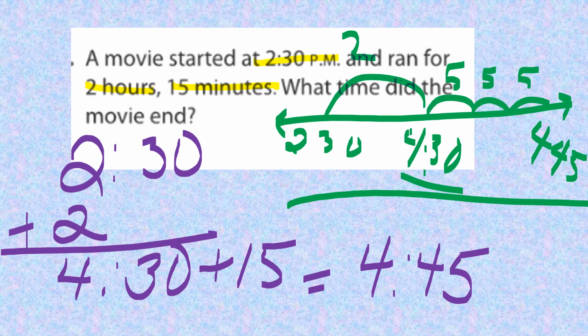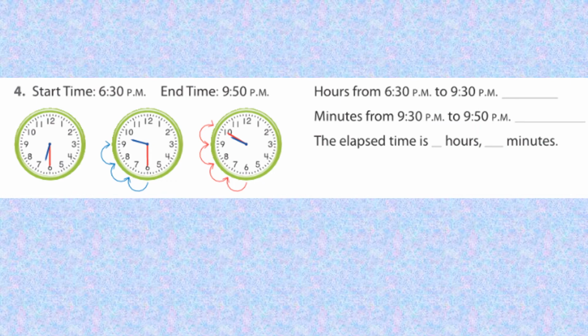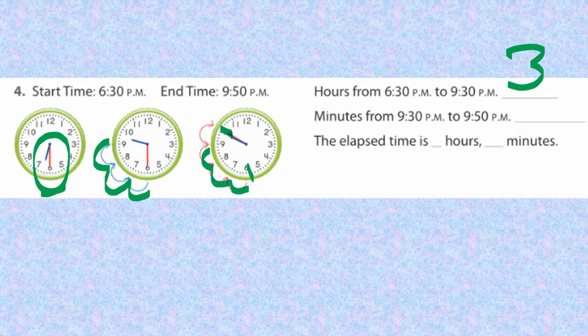Okay, number 4 here, our start time is at 6:30 p.m. and the end time is 9:50 p.m. So the first question asks us hours from 6:30 to 9:30. So I'm going to count my hours. So here's my 6:30 to 9:30. I have 1, 2, 3 hours. Then the minutes from the 30 to the 50, we have 5, 10, 15, 20. So this elapsed time is 3 hours and 20 minutes.